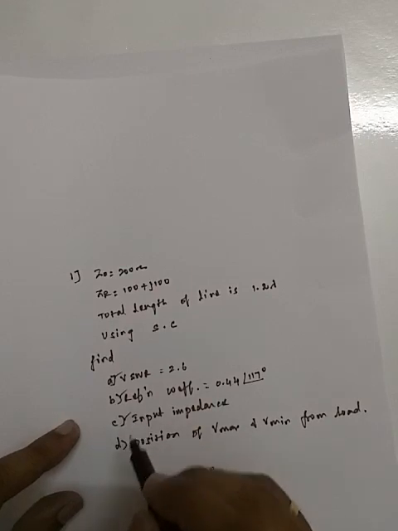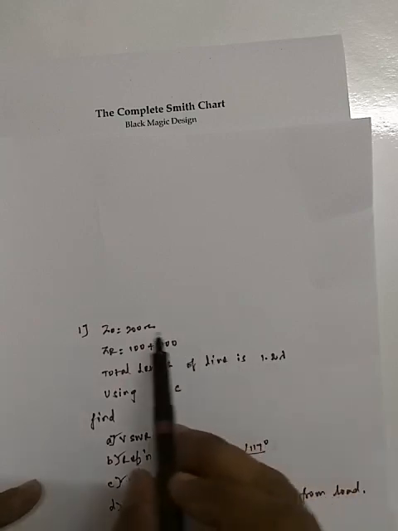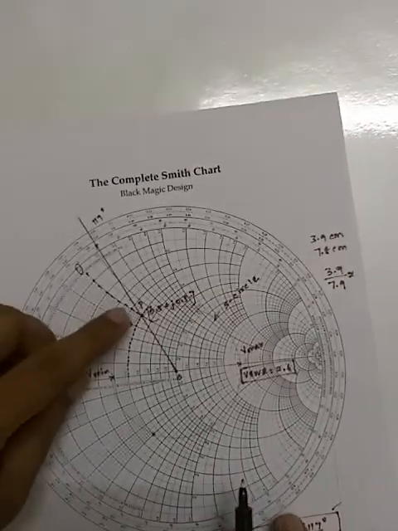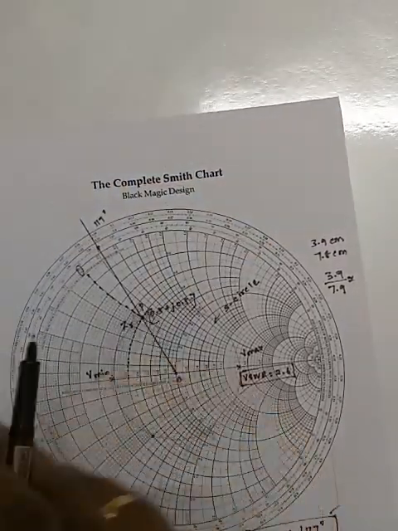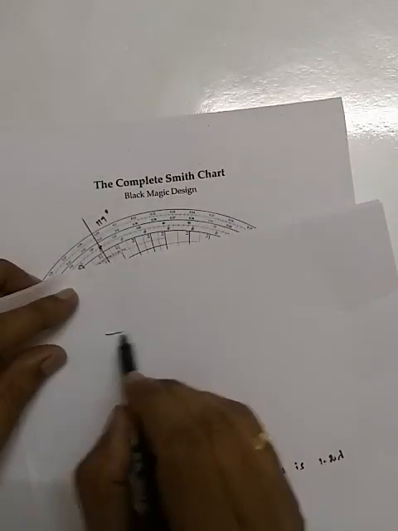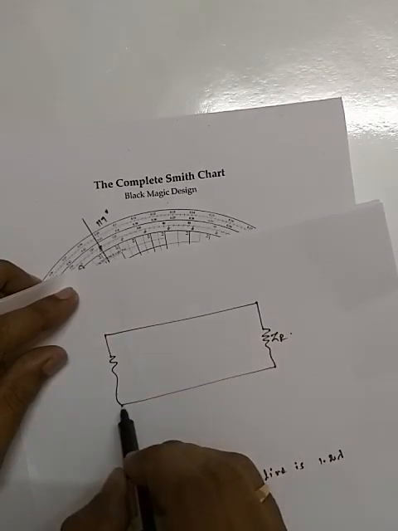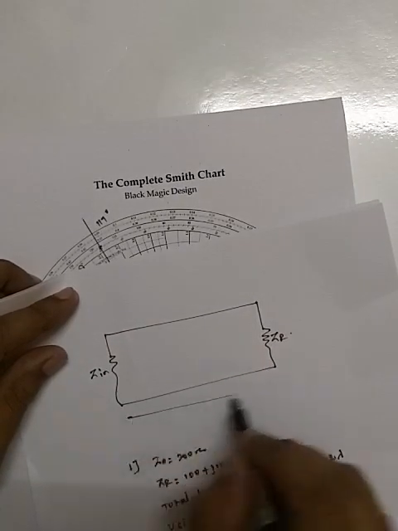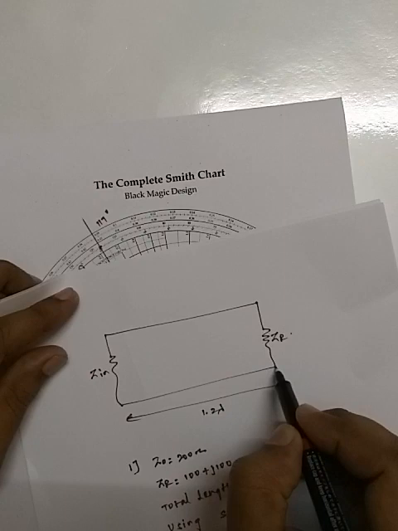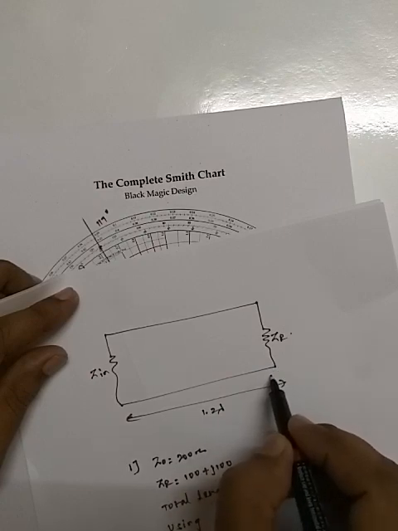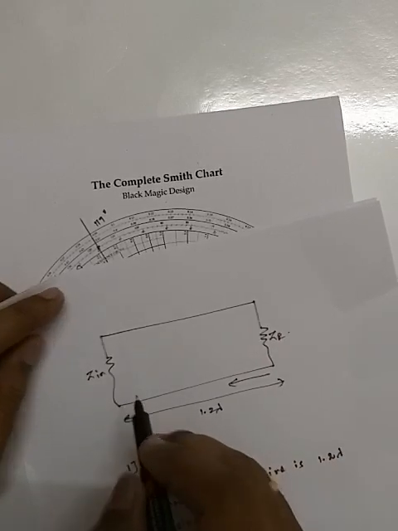And the third one is input impedance. How will you find the input impedance? In the question, the total length of the line is given as 1.2 lambda, and we know the load impedance. So this is the load point. From this load point, we have to move towards the generator. This is Z_R, this is Z_in. The total length of the line is 1.2 lambda, so we have to move in the opposite direction towards the generator for a distance of 1.2 lambda. So you will end up with the input impedance.